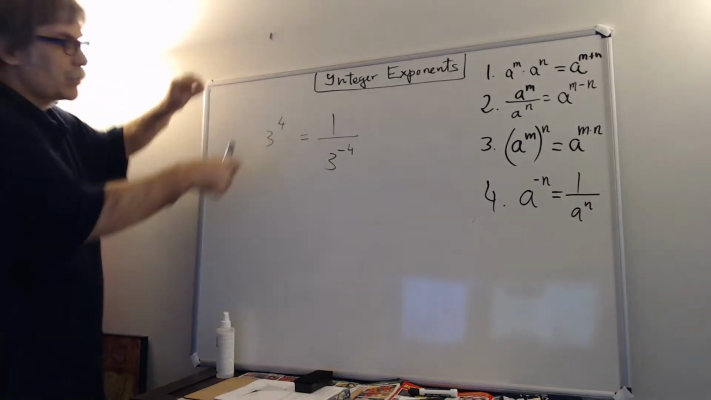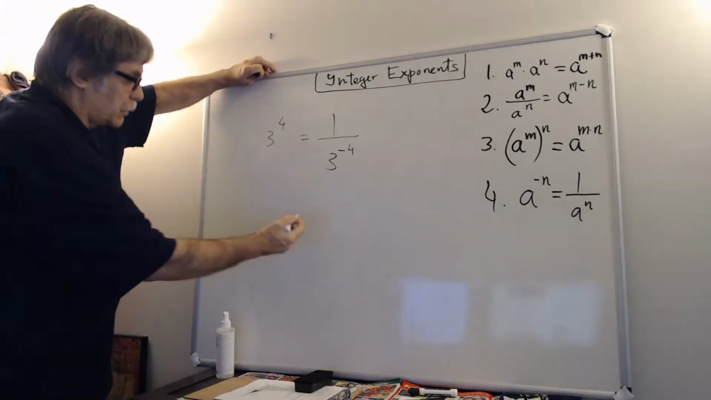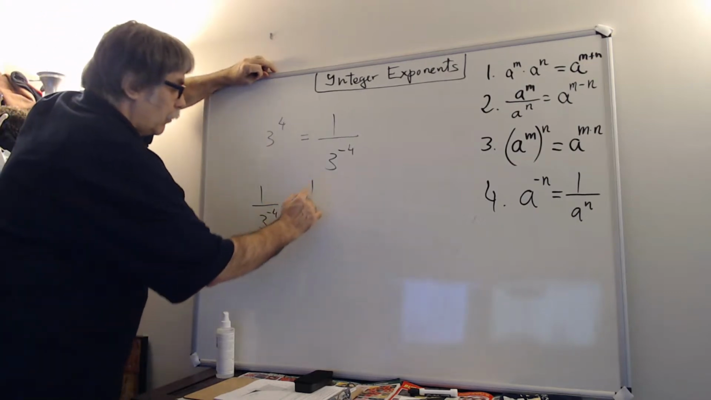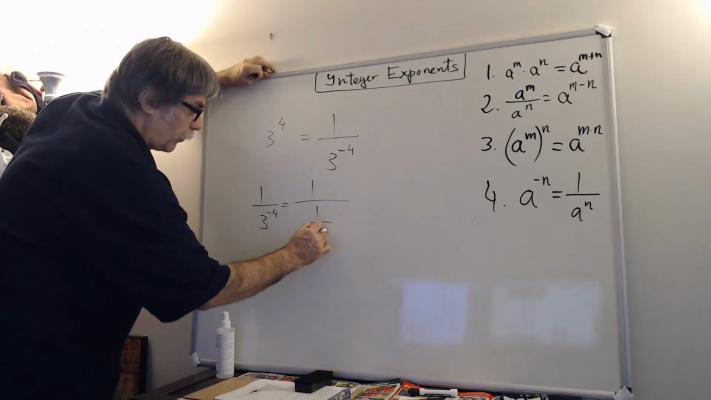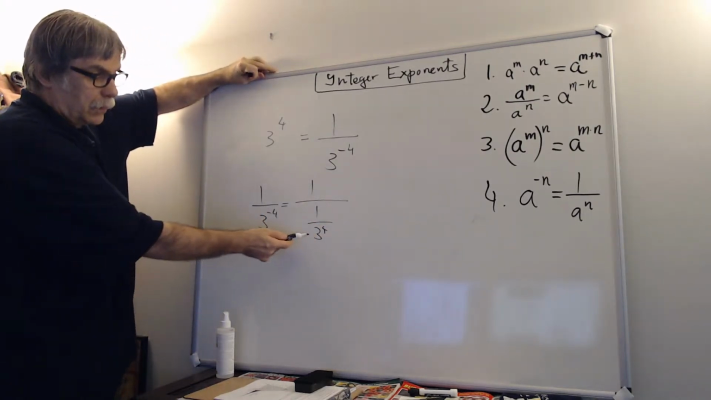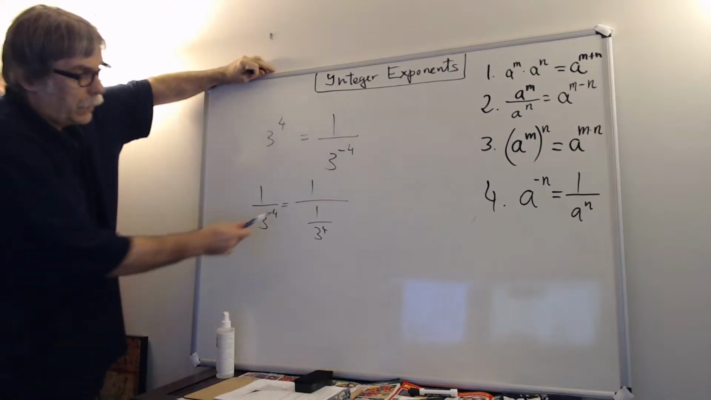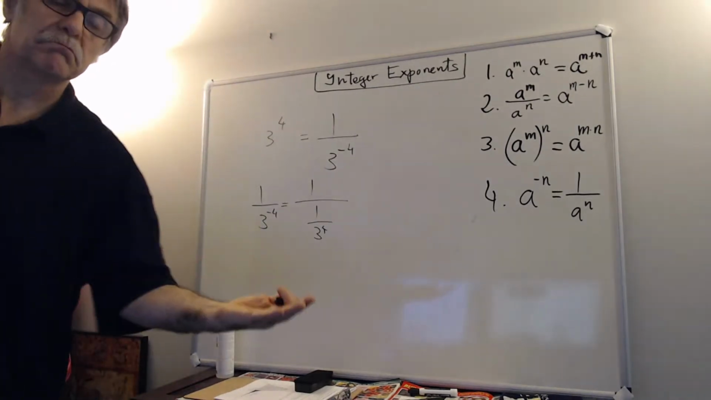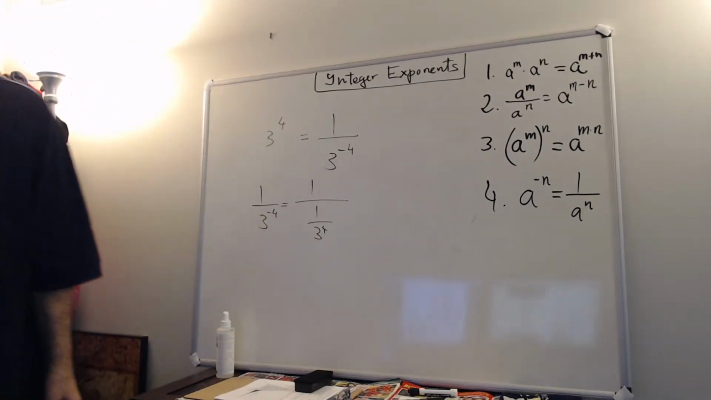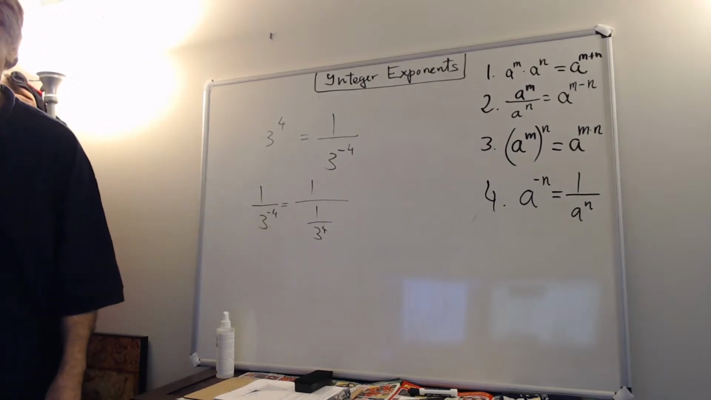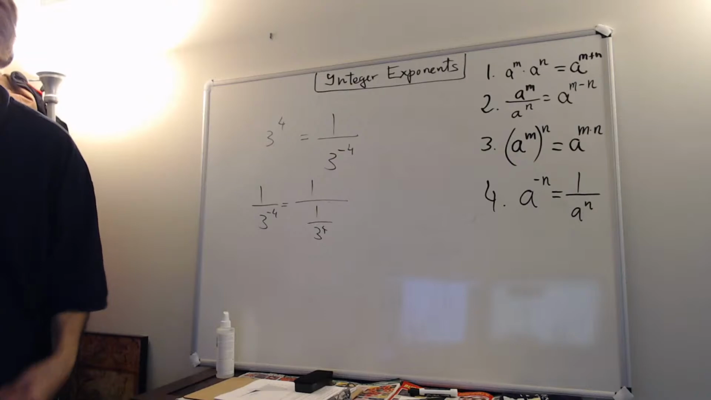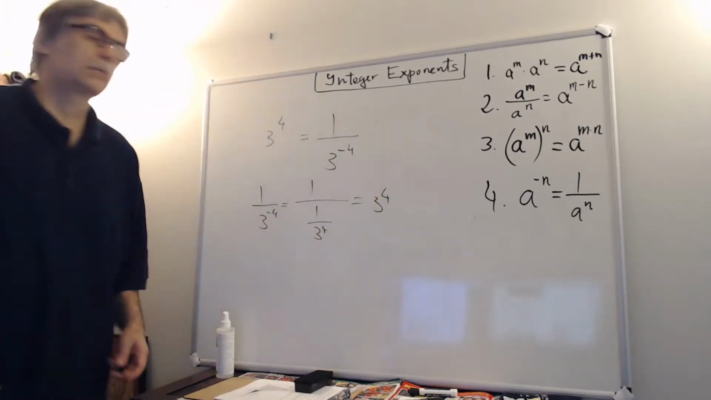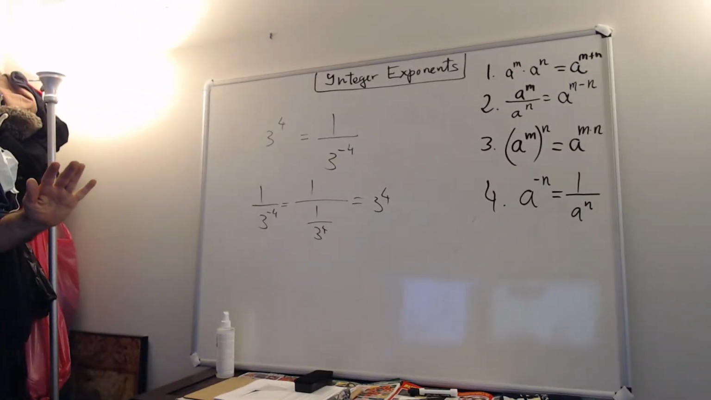Okay? Now you can actually show that this is the case. Well, let's go. 3 with the power of negative 4, meaning what? 1 over 3 with the power of 4, because we know that this is just an upside down 3 with the power of 4. And now this is the reciprocal of 3 with the power of 4, and this is the reciprocal of that. And the reciprocal of the reciprocal is the original number. You take the reciprocal of 2, you get 1/2. You take the reciprocal of 1/2, you get 2. So if you do the reciprocal twice, you get back what you had. So that makes perfect sense.